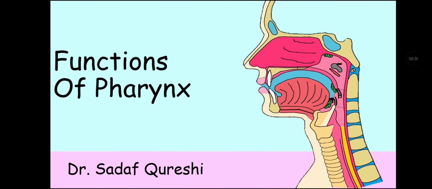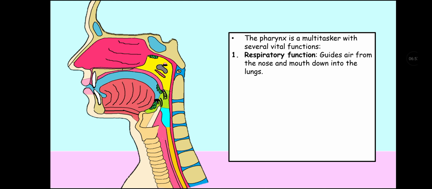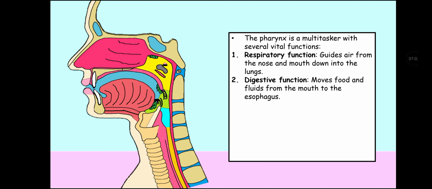Functions of the pharynx. The pharynx is a multitasker with several vital functions. Number 1, respiratory function, as it guides air from the nose and mouth down into the lungs. Second, digestive function, as it moves food and fluid from the mouth to the esophagus.